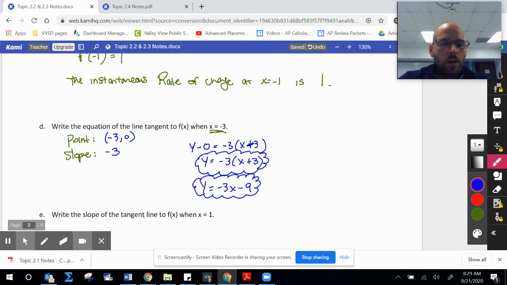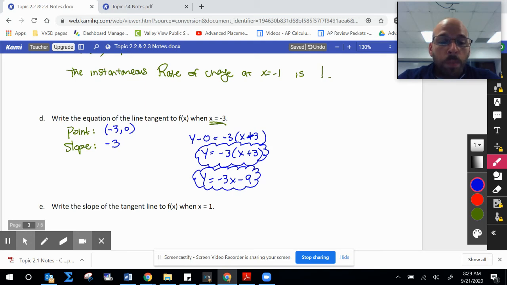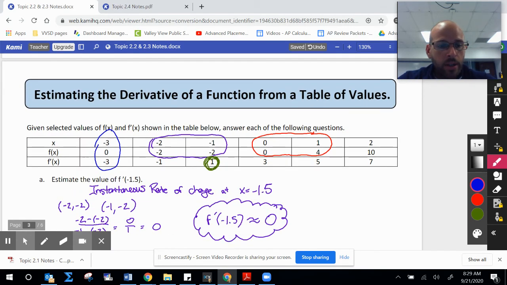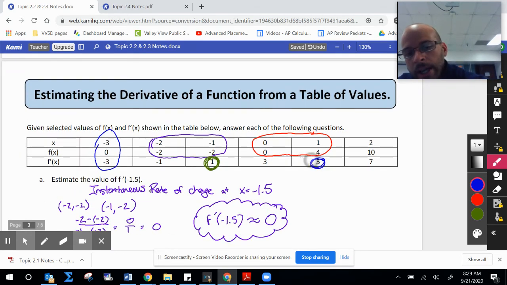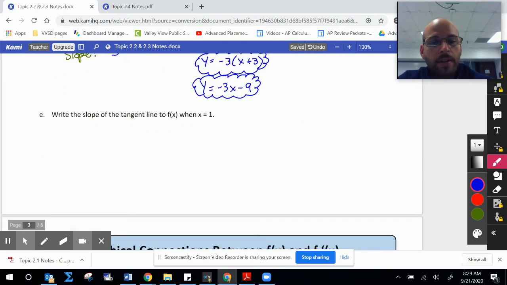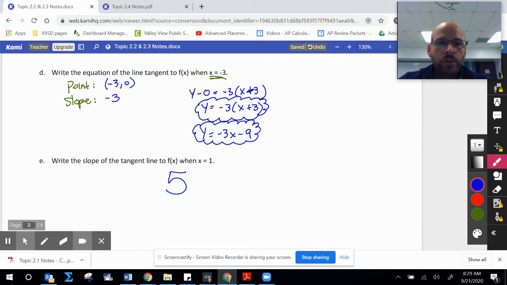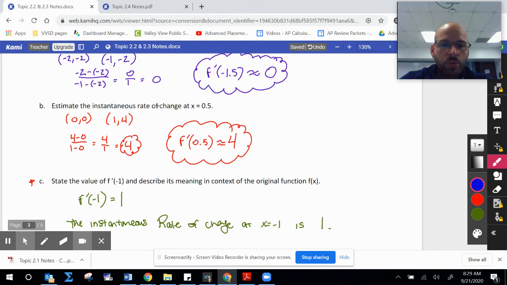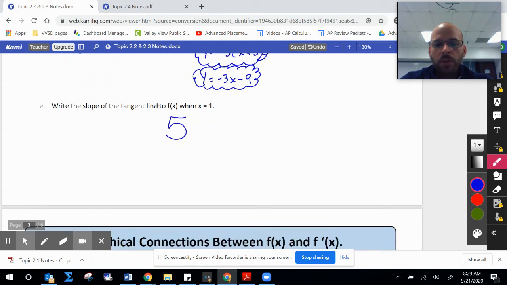Okay? Write the slope of the tangent line to f at x equals 1. I just want to know the slope of the tangent line at 1. So the slope of the tangent line at 1 is just f prime of 1, which is 5. Okay? So again, read through the questions. Does it want the equation of the tangent line? Does it want the slope of the tangent line? Does it want you to make an estimate between 2 points? That's what we're looking for.